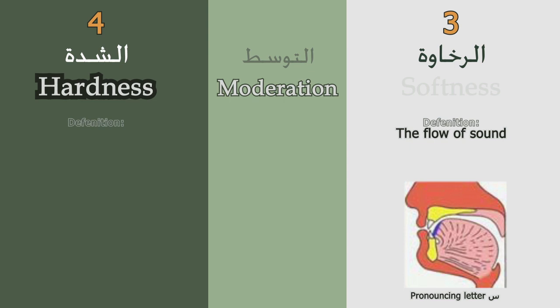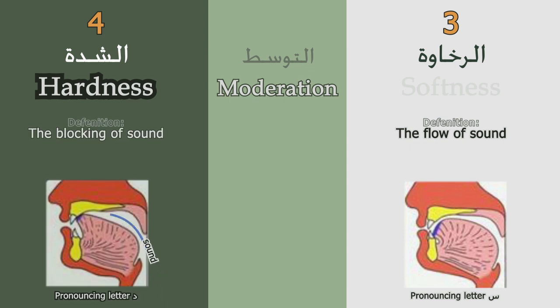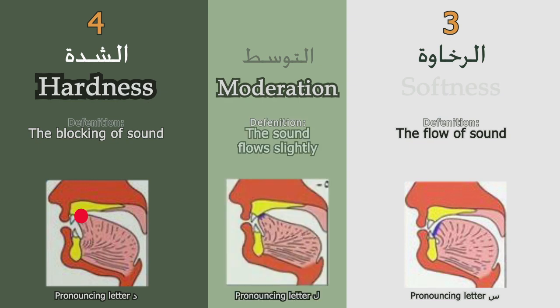The hardness is the blocking of sound when the letter is pronounced due to the strong dependency on its articulation point. How to? When the letter is pronounced, the sound reaches the articulation place and finds it closed, so it blocks the sound, which causes the letter's time to decrease. There is a characteristic in the middle of these two, and it is called moderation, where the sound flows slightly when the letter is pronounced due to the slight dependency on its articulation point.